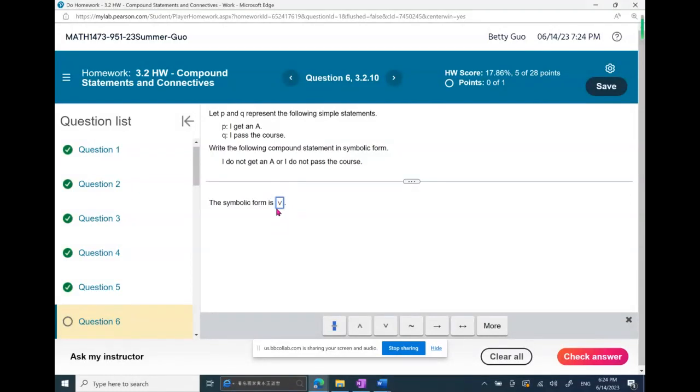The inclusive or symbol connects two components. The first component is the sentence in front of or: I do not get an A. I get an A is P. And what is I do not get an A? Negation, right? Not P. The second component, you should do the same thing. Think about whether I have a conjunction or a disjunction. By the way, this is a disjunction.